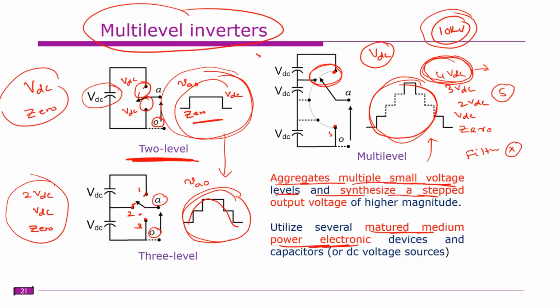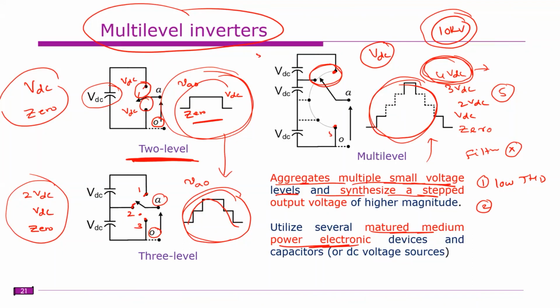What are the additional advantages with that? It will produce an output voltage waveform with low THD. That is one thing. Another thing is, it uses medium power semiconductor devices. So these are the additional advantages.